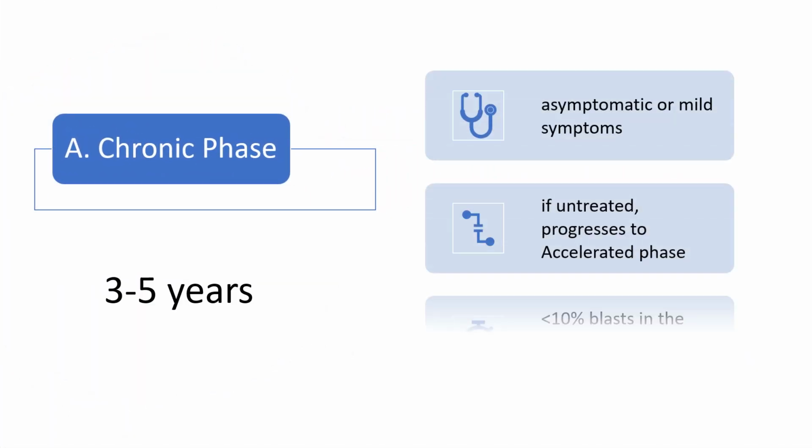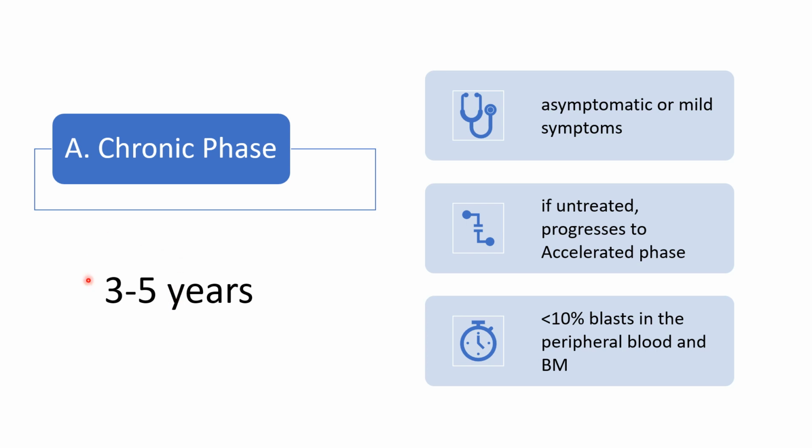The chronic phase takes around 3 to 5 years to progress and to develop. Patients in this phase may be asymptomatic or they may experience mild symptoms. If this is left untreated, it may progress to the next phase, which is the accelerated phase. This phase may be diagnosed when less than 10% of blasts are seen in the peripheral blood and the bone marrow.